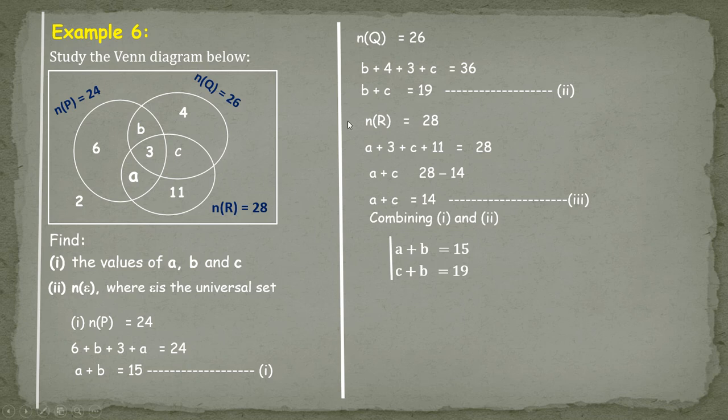Now since this one is a positive, check here. Positive, positive. Same sign, subtract. So A minus C, B minus B is 0. 15 minus 19, negative 4. So we now come up with this equation. Realize that this equation 4 and equation 3 all have A and C. We now solve them simultaneously. A plus C is equal to 14, A minus C equal to negative 4.